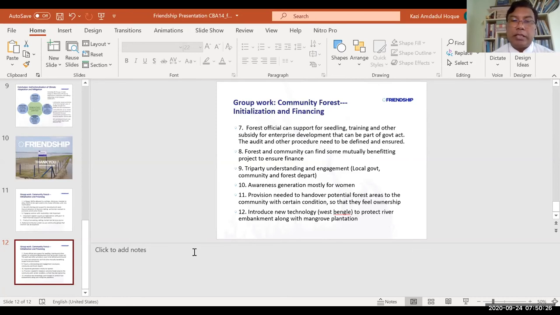Last but not least, introduce new technology we learned from West Bengal, India, that is Kolkata, to protect river embankment along with mangrove plantation. These ideas came from the group. These are 12 points, right?